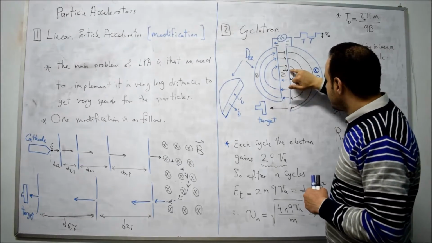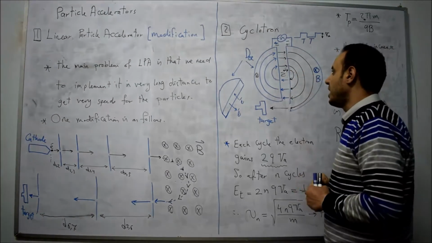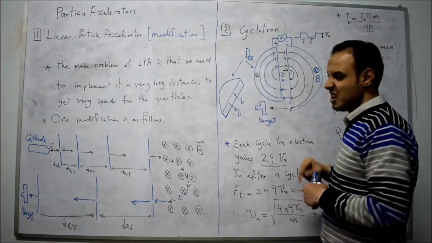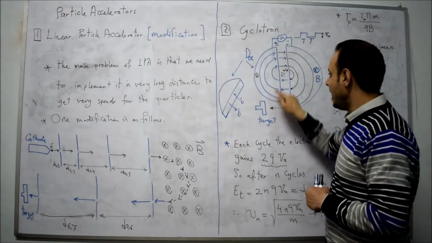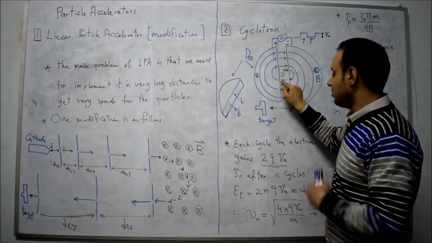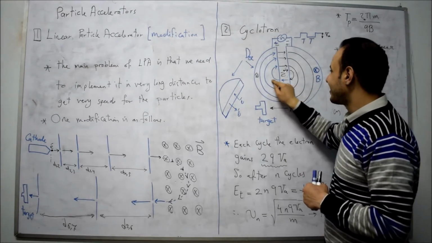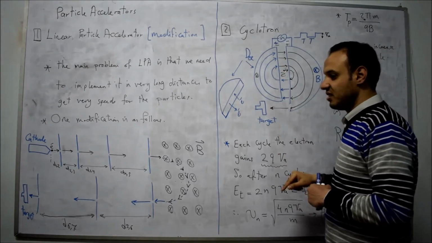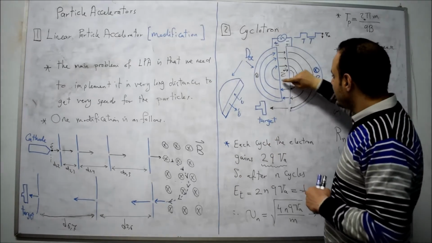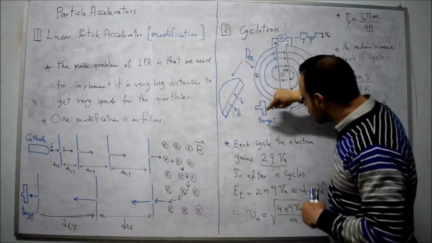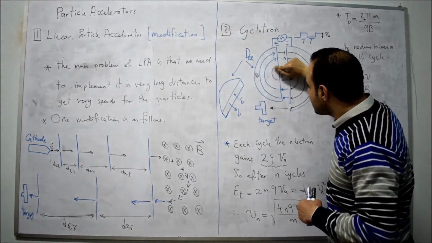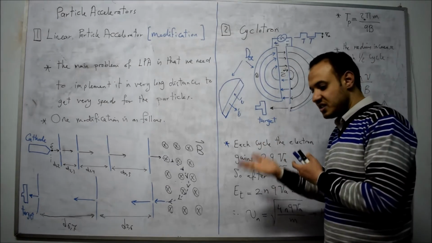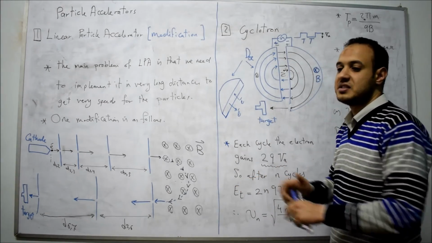at this point, this is the lowest speed the electron has, but this is the lowest distance the electron moves. At this point, the electron increases in velocity, but its distance also increases. So here, the velocity increases, but also the distance traveled by the electron increases. So this cancels this, and the time remains the same.